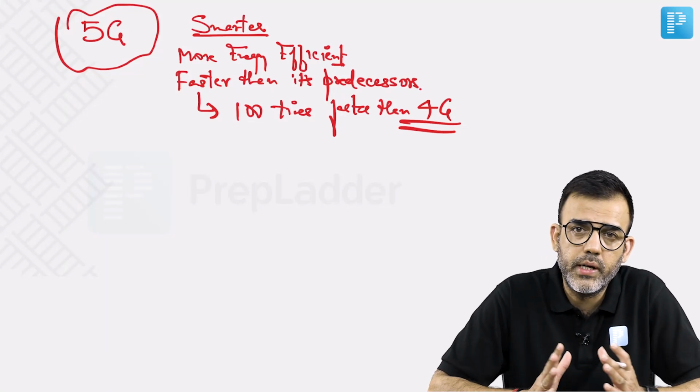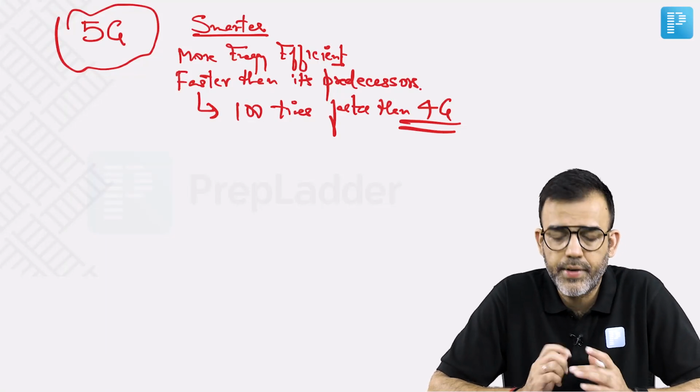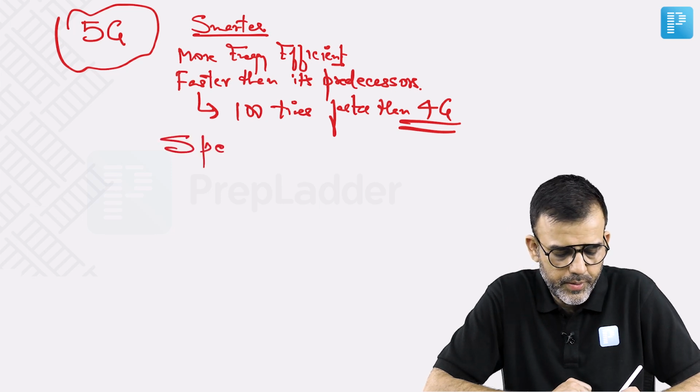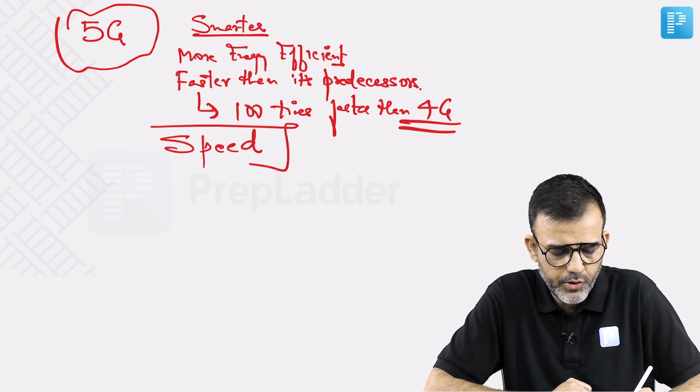On the basis of which we can distinguish between 4G and 5G. It includes speed. So the first parameter will be speed.